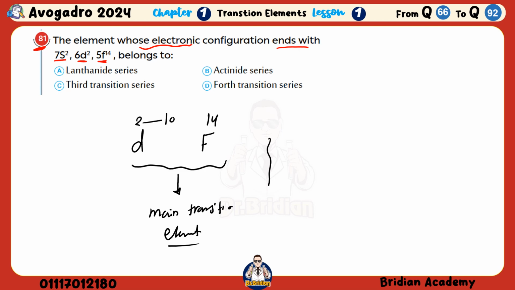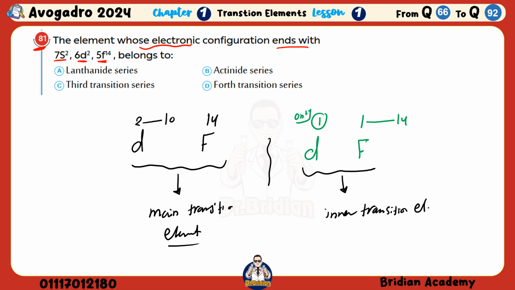And if the electronic configuration of D contains only one electron and sublevel F is successively filled from 1 to 14 electrons in sequence, meaning you have many possibilities like 1, 2, 3 or 4 until you reach the end of the electrons, in this case this element belongs to inner transition elements, F block.